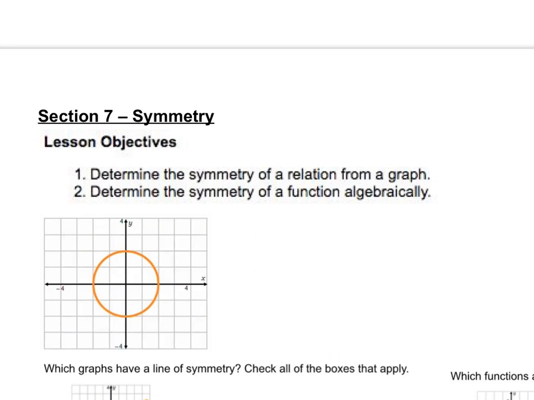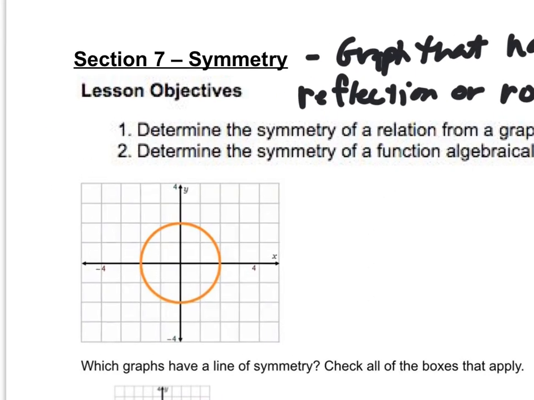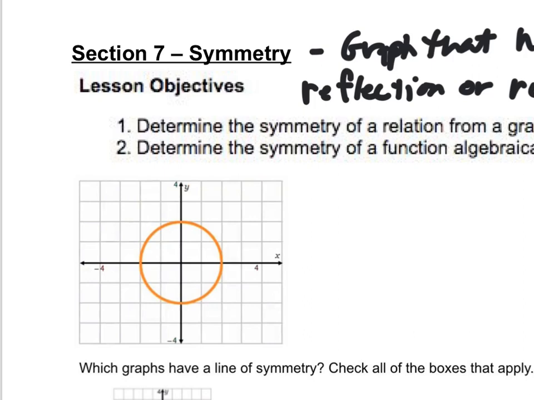Symmetry can be thought of as having a graph that has a reflection or rotation. What we'd like to do is look at a very simple example of just a circle. This is a circle of radius 2. And what I know here is that this circle has a number of lines of symmetry.